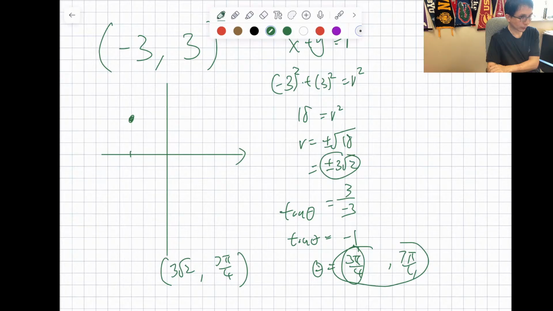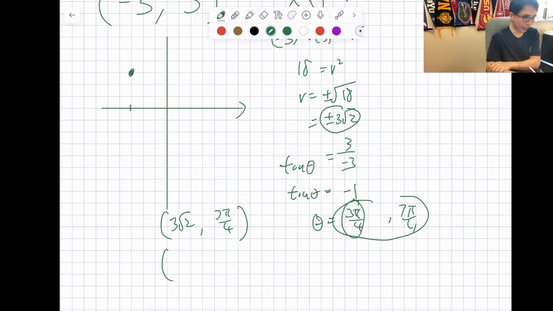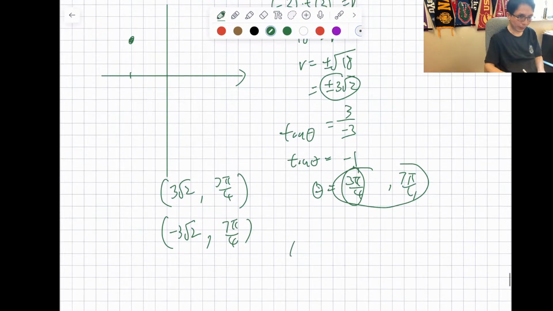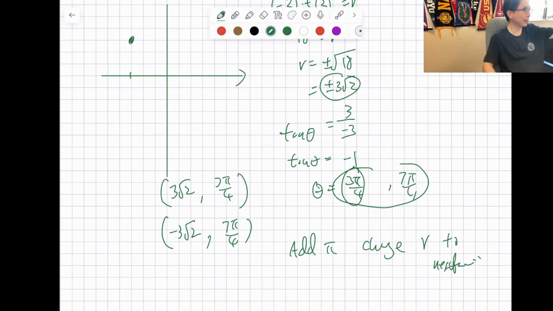When you do 7 pi over 4 and negative 3 root 2, yes, you can pick those because they're the same thing. You're going to go to the opposite ring and you're going to get the exact same situation. That's why you can add a pi and change your r to negative. Add pi, change r to negative. So I'm going to write this down. That's another way to do it. Because if you add pi, you're crossing sides, and when you cross sides, you're going to have a negative r. Does that make sense? Okay, yes.